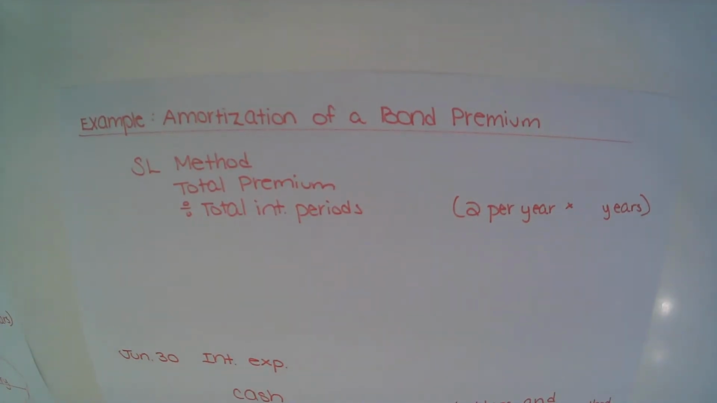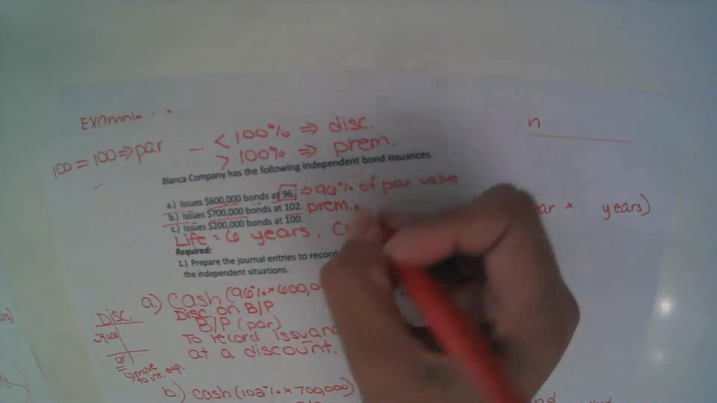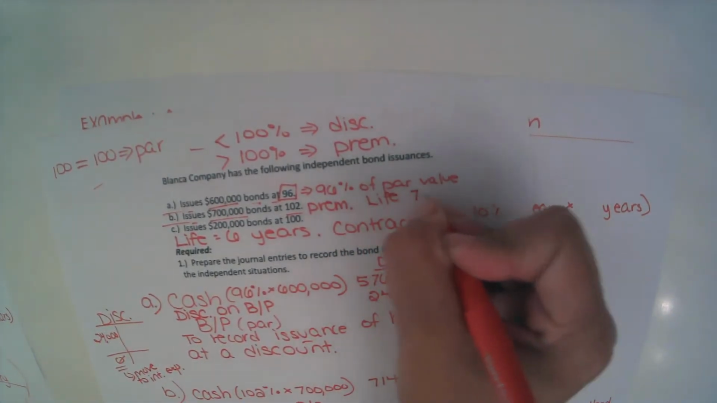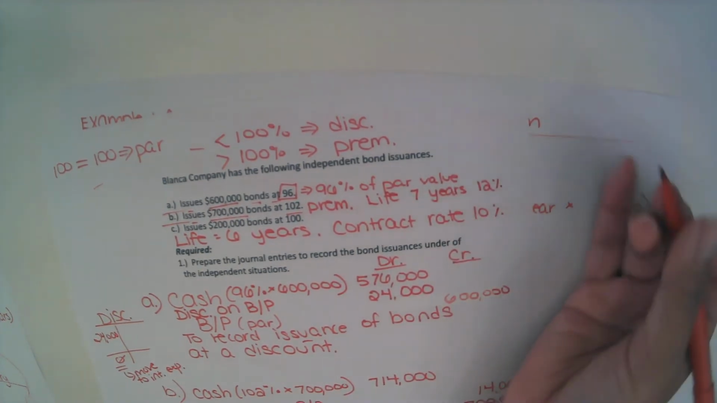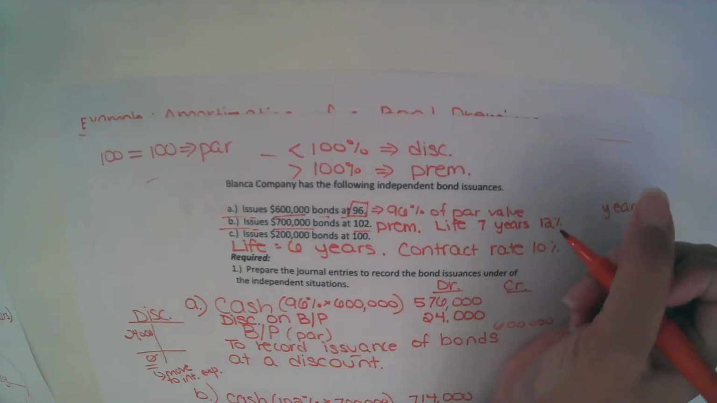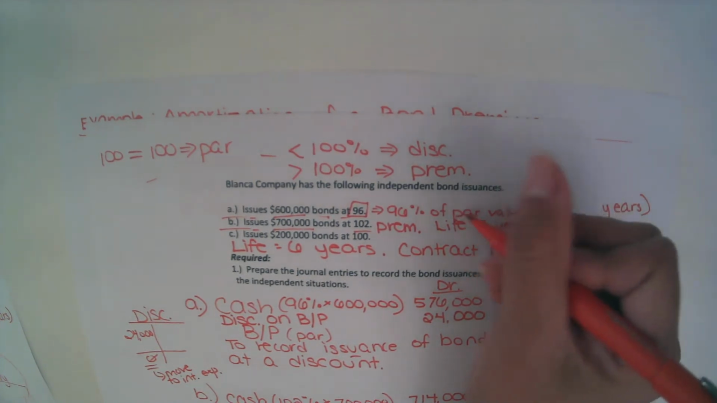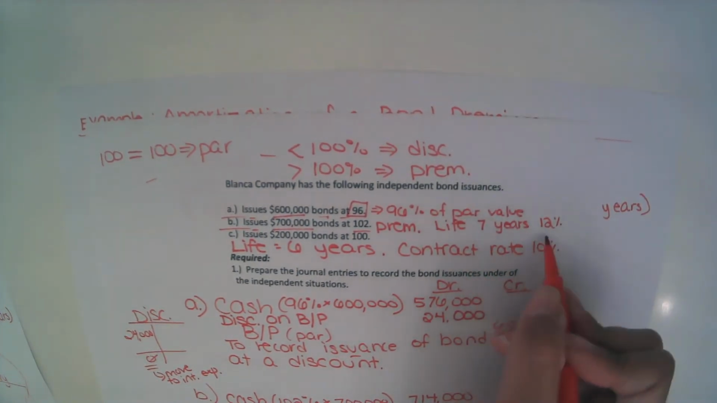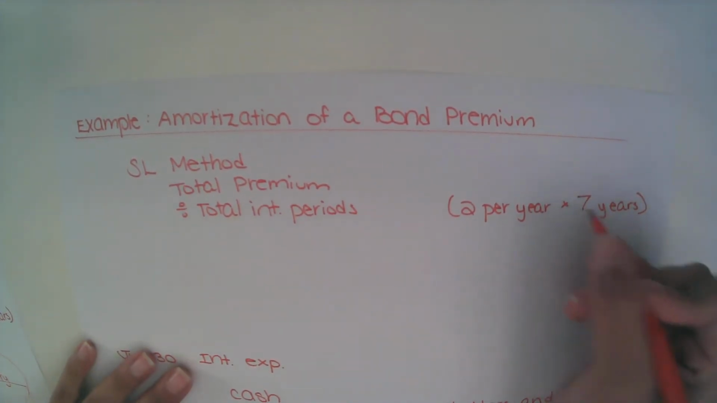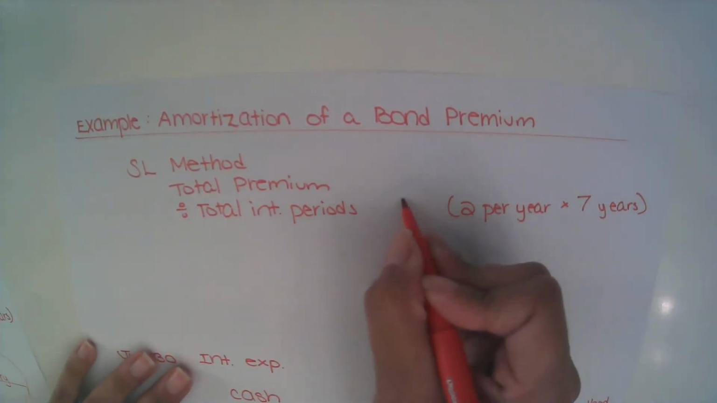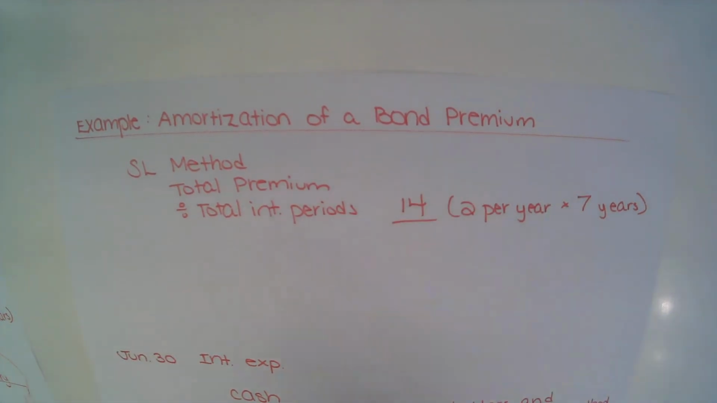Let's go ahead and say that B was for 7 years. We'll say life is 7 years. And we'll say it's 12% interest. And again, the problem would tell you all this, but I'm basing it off of a problem that didn't have that, so that's why I'm giving it to you here. Life 7 years, contract rate 12%. Times 7 years. So that's 14 interest periods.